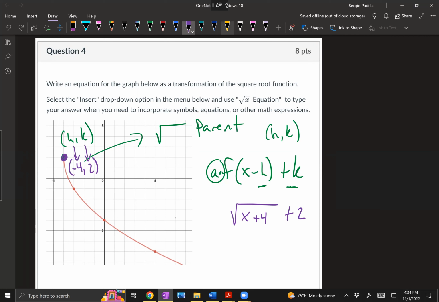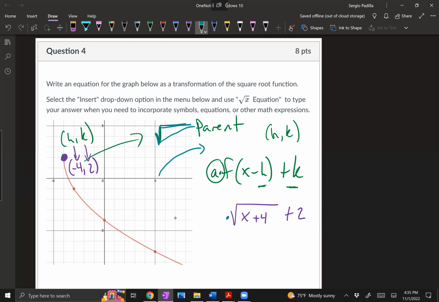Now, the only thing we need to figure out then is the a value here. What number is multiplying my square root? Now, typically a square root function looks like this, right? If you look at the square root function, you can kind of see a variation of how the graph actually looks. Kind of similar to that. If you were to do something like this, right? You can kind of see the graph in there.